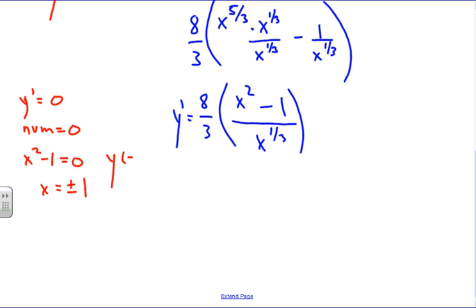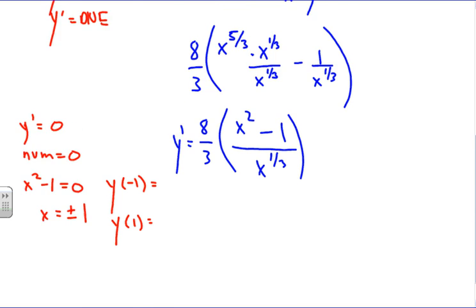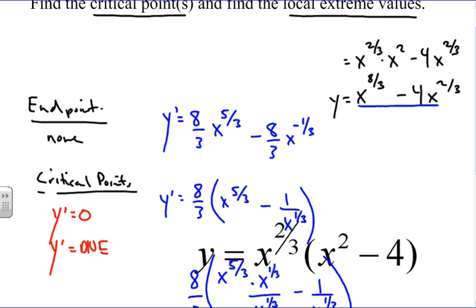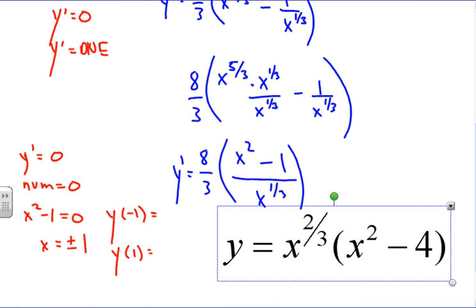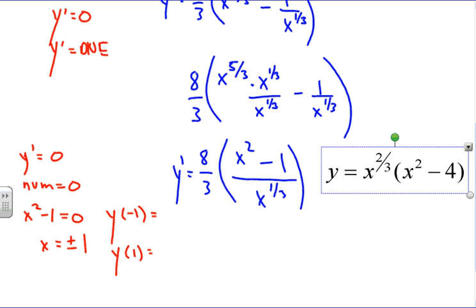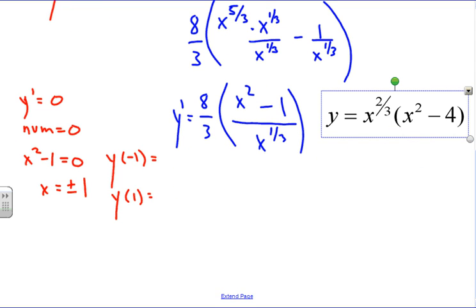So I'm going to have y of negative 1 and y of positive 1, and I plug that into the original function. And I go up here, and actually I'll carry this down because I need you. Come with me. All right, I'll make that a little smaller, put in a little space, right there. Okay, so now that I have my original function just hanging around, I can plug in negative 1.